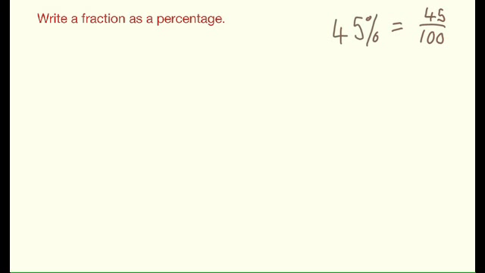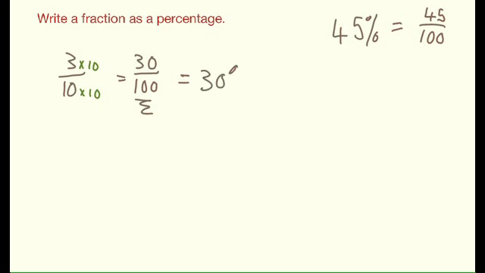Let's take an example of 3/10. We have to think to ourselves, how can we change our denominator to 100? What times 10 will give us 100? 10 times 10. So let's do that. 10 times 10. But it's very important to remember that what we do at the bottom, we have to do at the top. 3 times 10 will give me 30. And 10 times 10 gives me 100. And there I have it. I have a denominator with 100. So now I can just write my percentage. 30 out of 100 will be 30%.